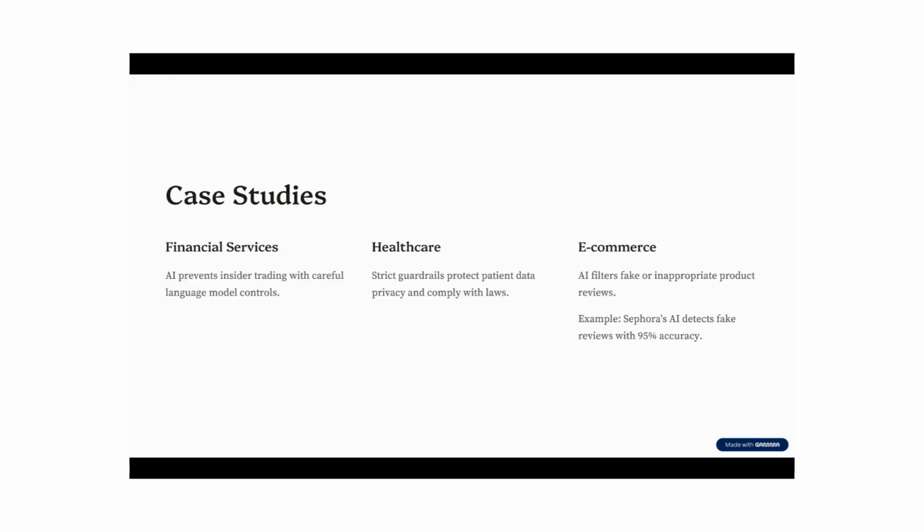Now the case studies. AI prevents insider trading with careful language model controls. So definitely, if you train an AI model on some internal data, and then you ask a few questions to it, the AI model should only be able to answer what is relevant to the user. If there is some internal data which is yet to be revealed to the public, and the AI model has knowledge of that data, and a user asks about it, then that AI should not be able to respond. That is one of the guardrails implementations in financial services also.